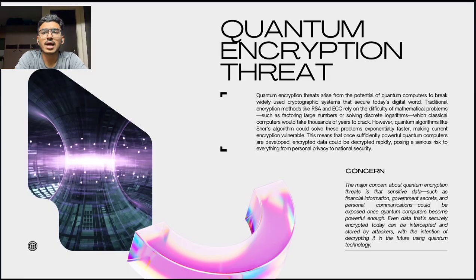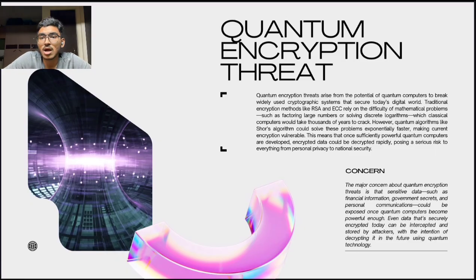Today, most of our digital lives are secured through encryption. Whether you are logging into your email, making online purchases, or accessing cloud storage, systems like RSA and elliptic curve cryptography are widely used to keep our data safe. Now, these methods rely on mathematical problems that are hard for classical computers to solve. For example, RSA is based on the challenge of factoring large prime numbers, a task so difficult that it would take even supercomputers thousands of years to crack strong keys.